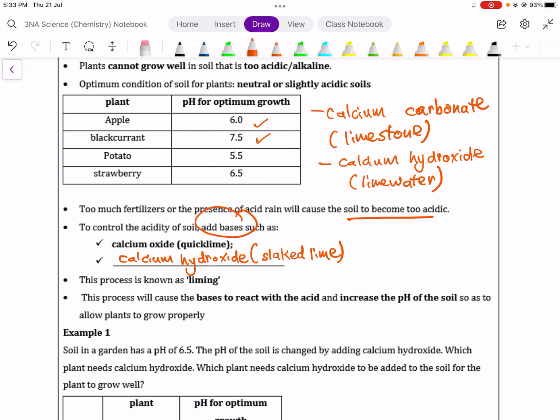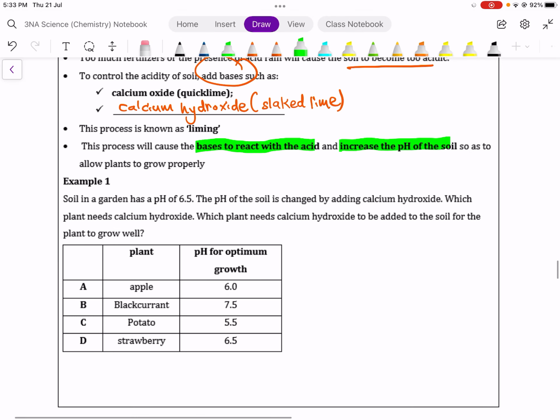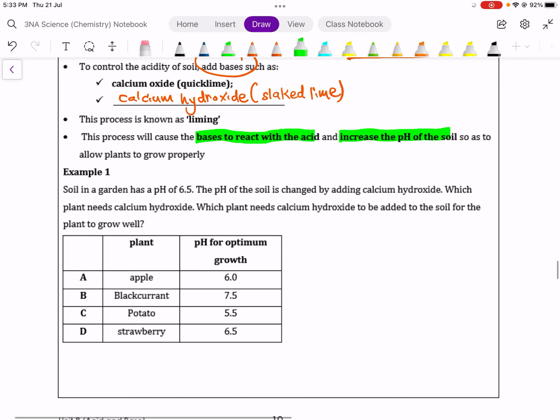So this process is known as liming. Sometimes they'll ask you to explain the chemistry behind this liming. What it does is that the base will react with the acid and then result in an increase in the pH of the soil. Let's look at one or two N-level questions as examples.